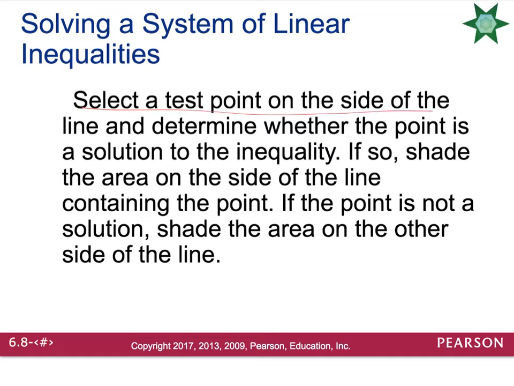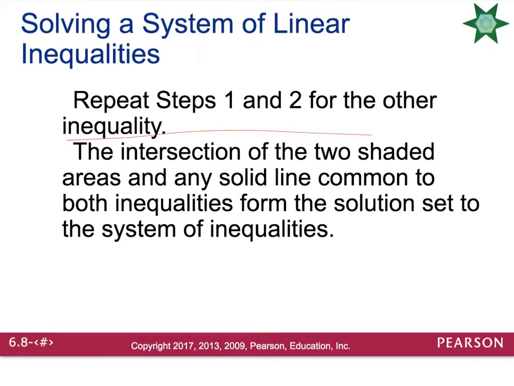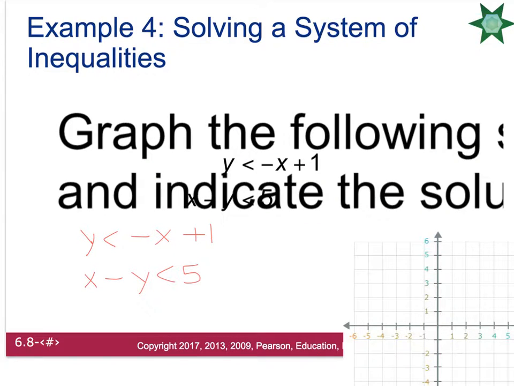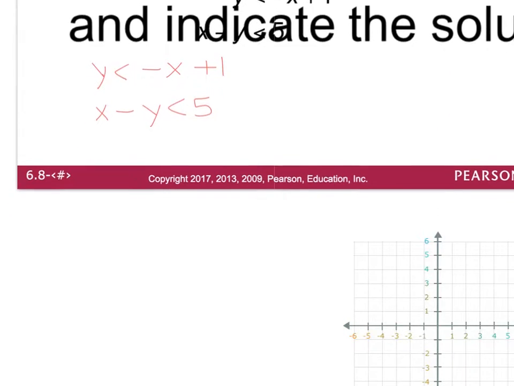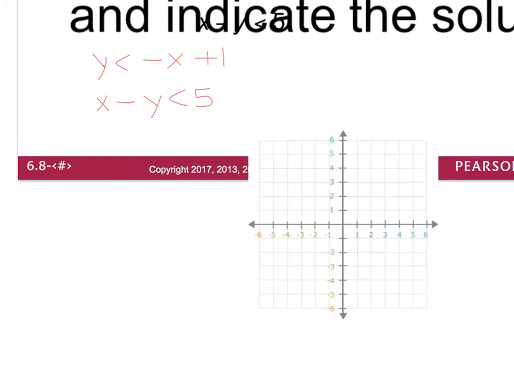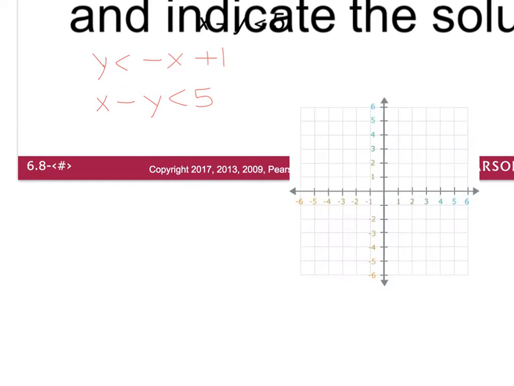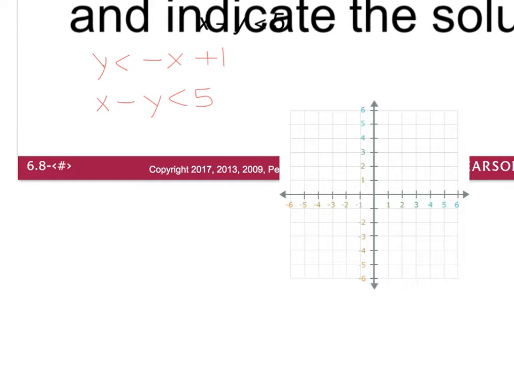Select your test point to decide which side of the line you're going to shade. Repeat it with the other inequality. And then your solution is going to be where the two shaded regions overlap each other. So let's look at an example. I gave you the inequality y less than negative x plus 1, and x minus y is less than 5.